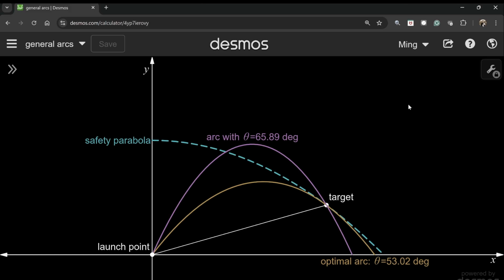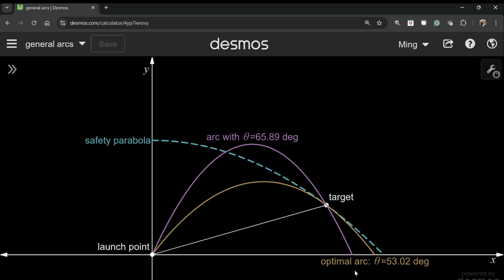Here's the visualization. Suppose that the positions of the launch point and target are given. Based on these two positions alone, we can construct the line of sight, that is the white line segment, the safety parabola, that is the blue dotted curve, and the so-called optimal arc, that is the arc that requires the lowest kinetic energy upon entry. The optimal arc is tangent to the safety parabola at exactly the target location.